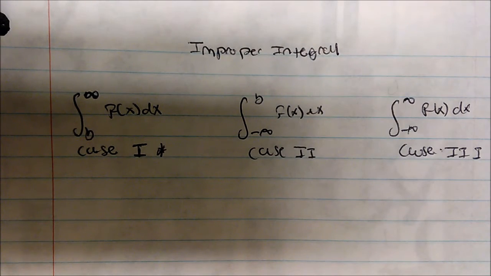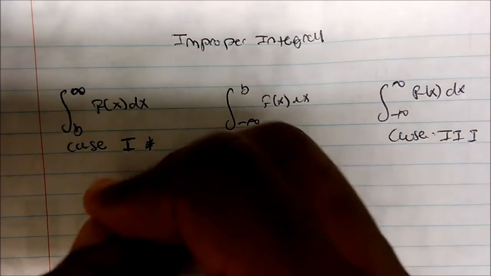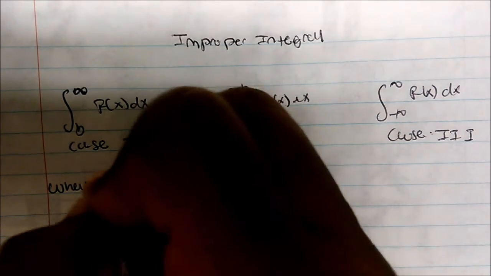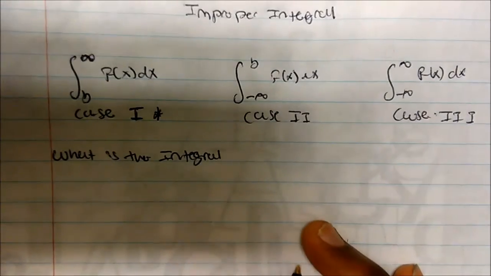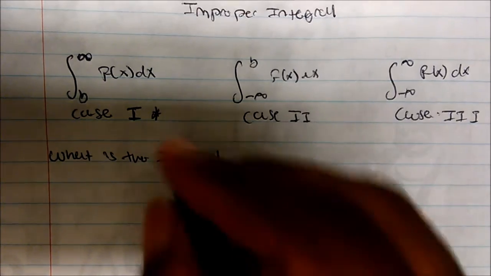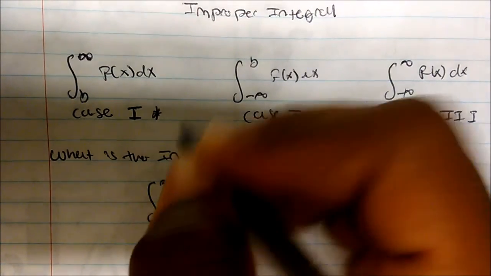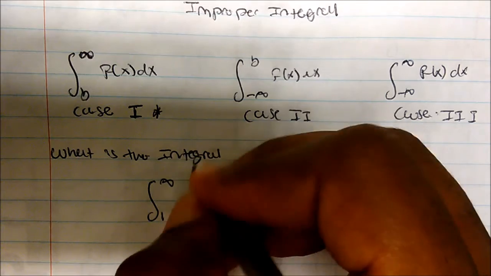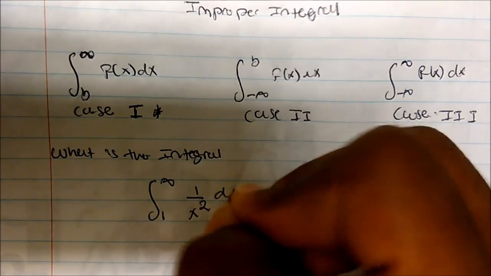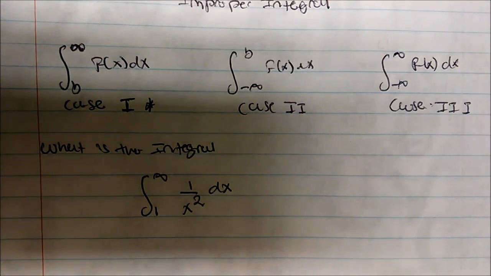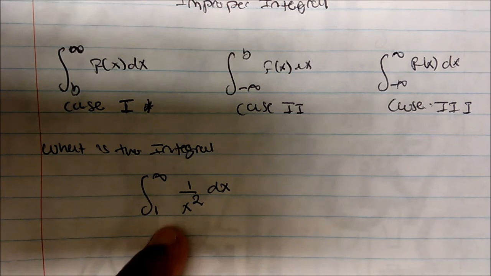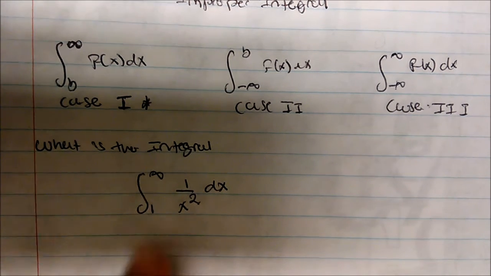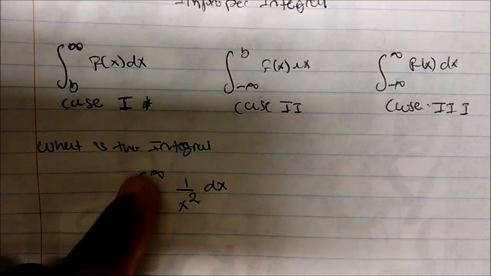And so let's look at this one first. What is the integral from 1 to positive infinity of 1 over x squared dx? What is it? Well, how we treat this is that we're going to take a limit as b approaches infinity.